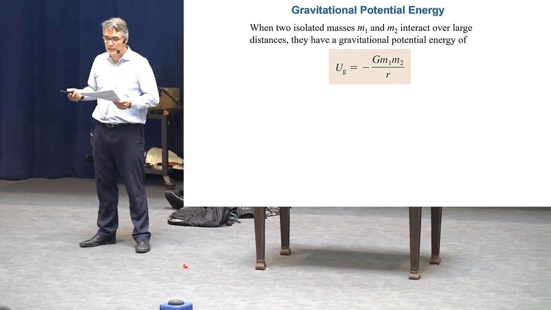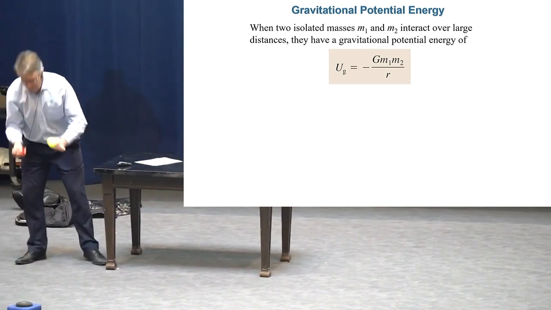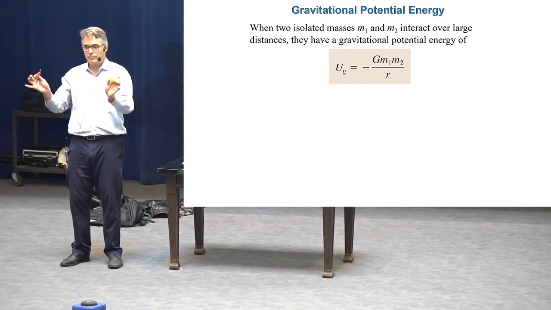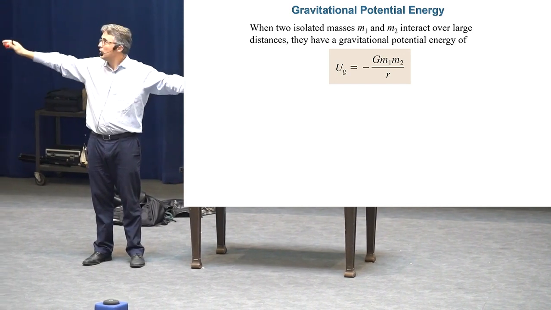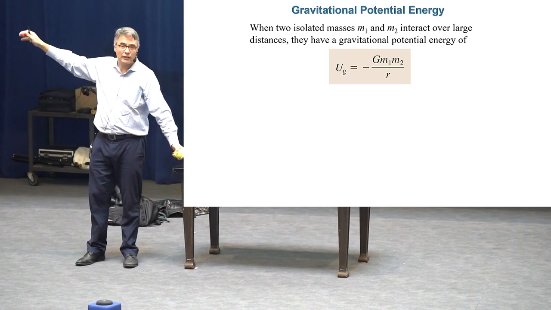But the basic idea is that if you take two masses, this tennis ball and this pylon, and you separate them apart from each other, you're doing positive work, so you're adding gravitational potential energy. So the radius is getting bigger, so this is getting less negative.